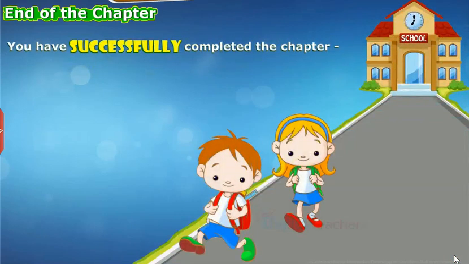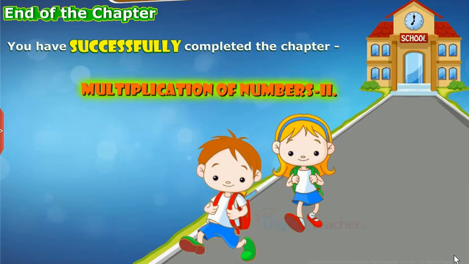You have successfully completed the chapter Multiplication of Numbers 2.